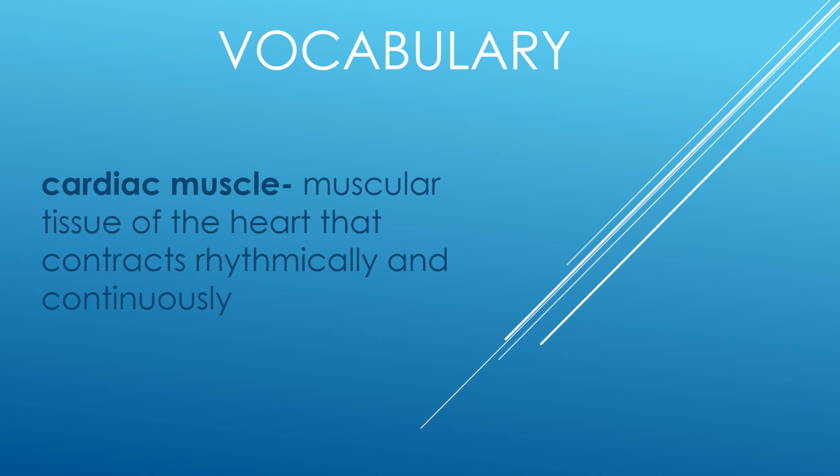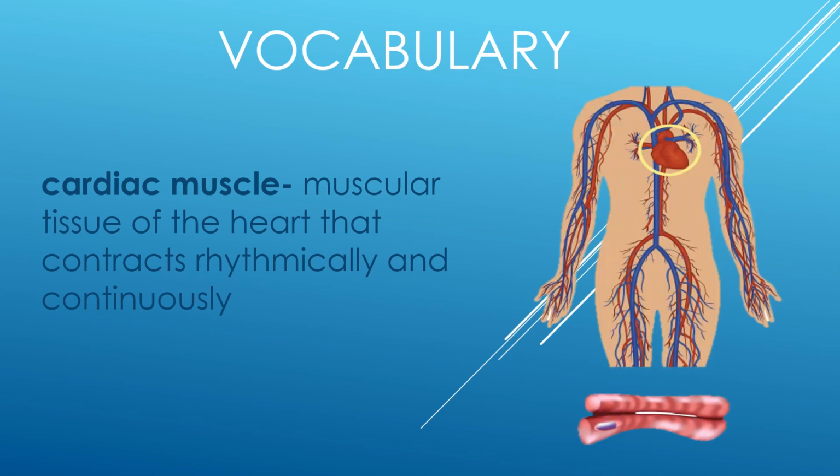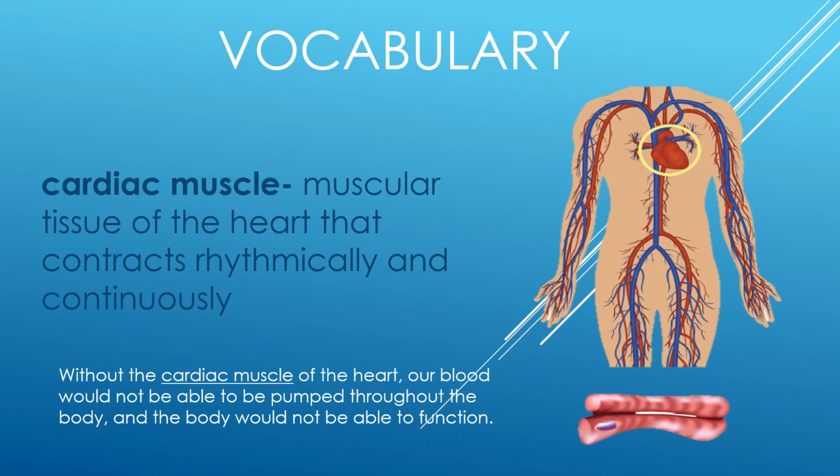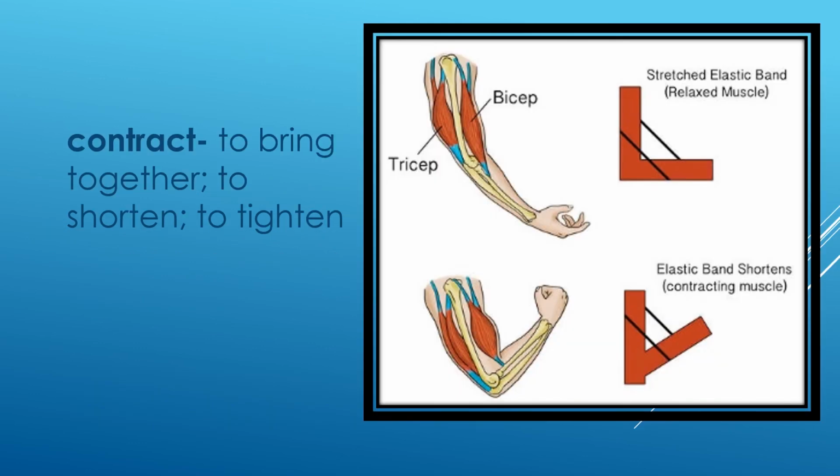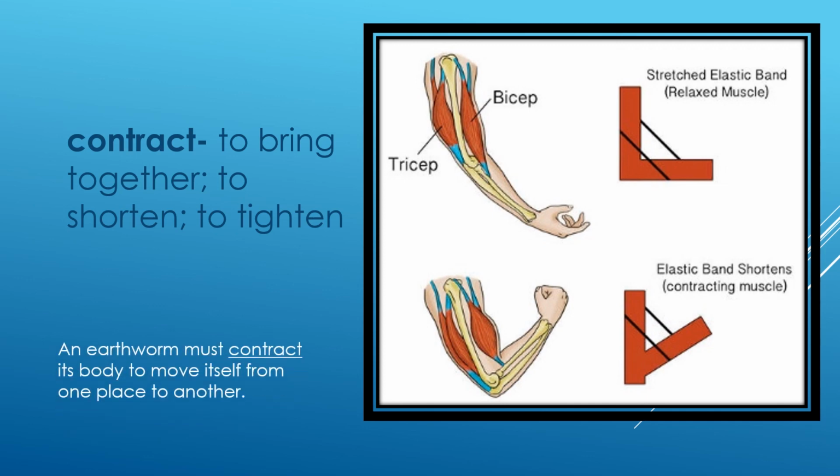Let's start with some vocabulary. Cardiac muscle is the muscular tissue of the heart that contracts rhythmically and continuously, and you see it circled there in the yellow. Without the cardiac muscle of the heart, our blood would not be able to be pumped throughout the body, and the body would not be able to function. Contract means to bring together, to shorten, or to tighten. An earthworm must contract its body to move itself from one place to another.